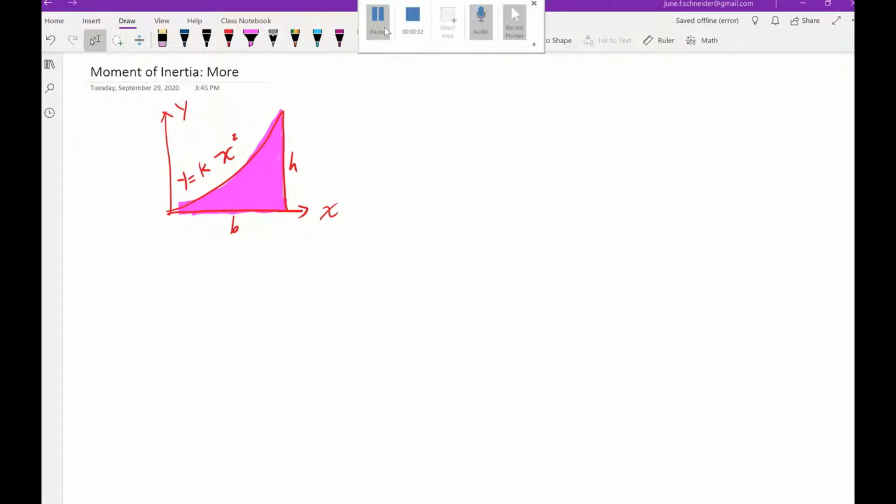Hi, in this video we're going to continue looking at moment of inertia and really get comfortable with integration. Here is the shape. It's a parabola y equals kx squared. And they want us to find the moment of inertia about the x-axis and also about the y-axis.